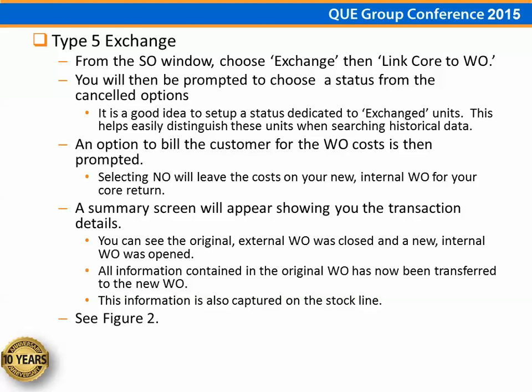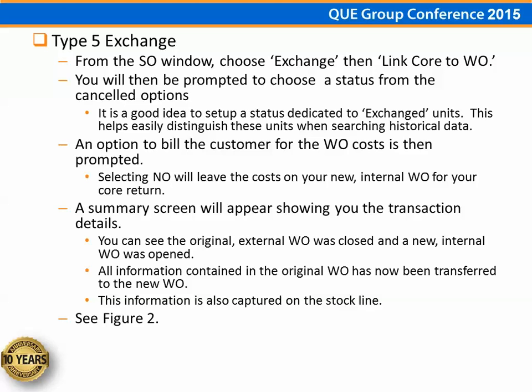Back to the sales order, once you clicked OK, you'll choose exchange at the bottom, and you're going to link that core to the work order. It's important that you keep all of your links together and make everything flow. Then you'll be prompted to choose a status from the cancel options. And I think this is changing, that we heard earlier today that they're in the process of making a change so it doesn't do this, but right now it opens up an entirely new work order for you. So all of your paperwork and documentation has to be updated and changed because there's a new work order number on that, but I think they're changing that, so that should be helpful in the future.